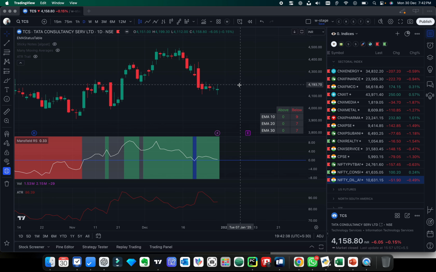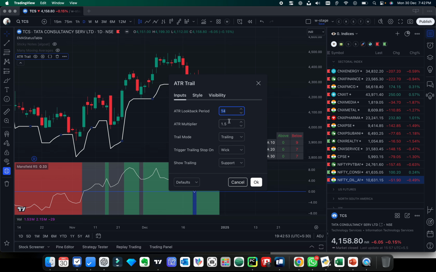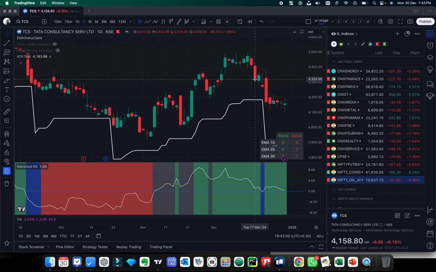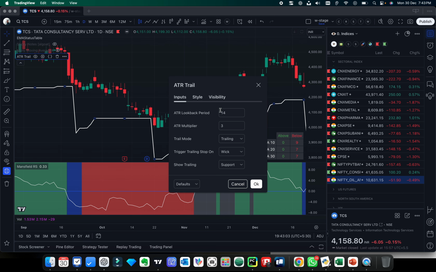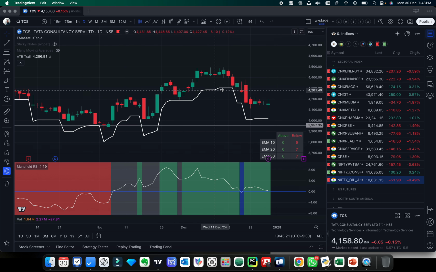How fast is the price moving? See here, if this candle is a very big candle, obviously volatility is going high. Based on this ATR, you can put the stop loss. Let's say the period here is 14 and the ATR multiplier is 1.2. Usually the standard setting is 3. Let me change it to 1.5. Let's say you buy the position here. This is your stop loss. This trailing line will give you an idea where to keep the stop loss.